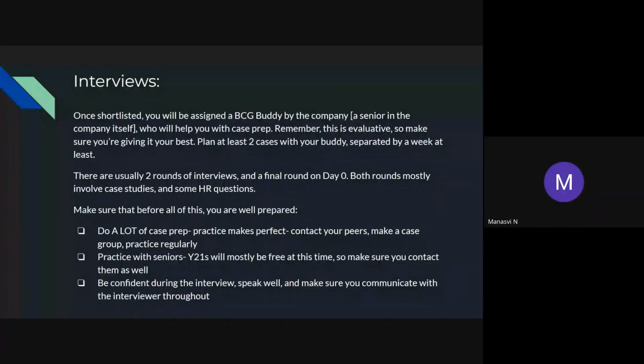And of course, be confident during the interview. Speak well. Make sure that you don't falter. Even if you do, make sure that you still understand that this is a problem that you want to solve. So you can take control of the interview, but also at the same time make sure the interviewer is in on your thought process.